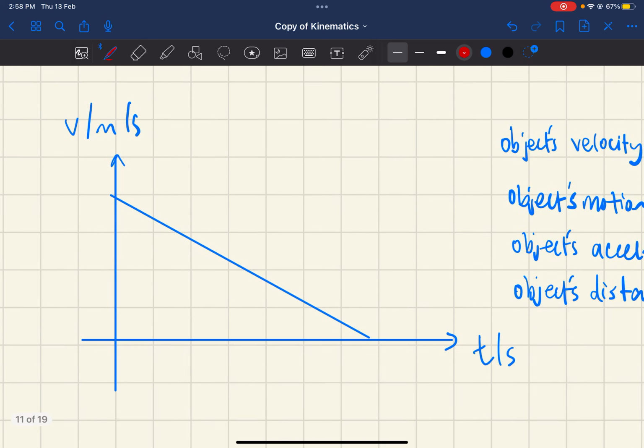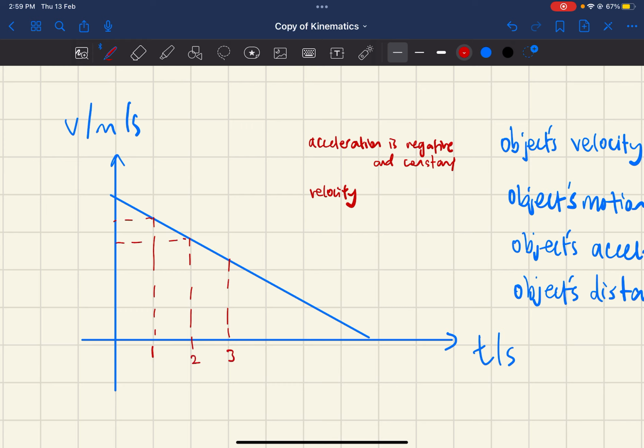Next one over here. Now your graph is downsloping. If it's downsloping, your gradient will be negative, and because it is a straight line, your gradient is constant. So your acceleration is negative and constant. Next one will be your velocity. As you can see, after every second, the gaps between the dotted lines are all constant. They're all the same. So your velocity is decreasing at a constant rate.